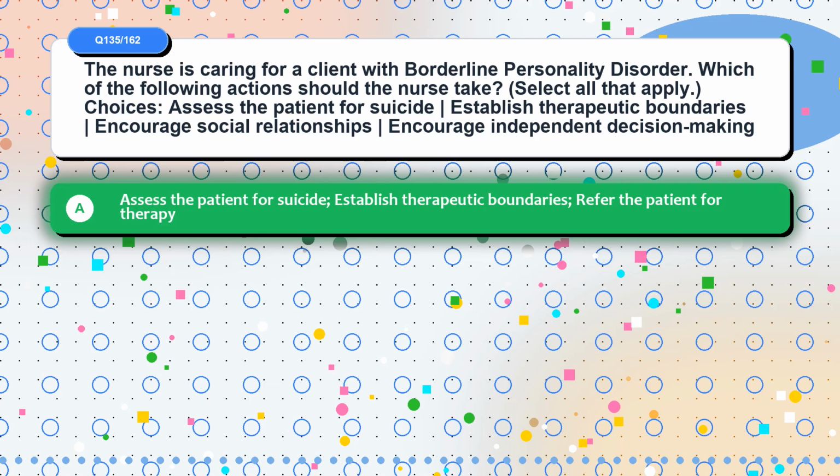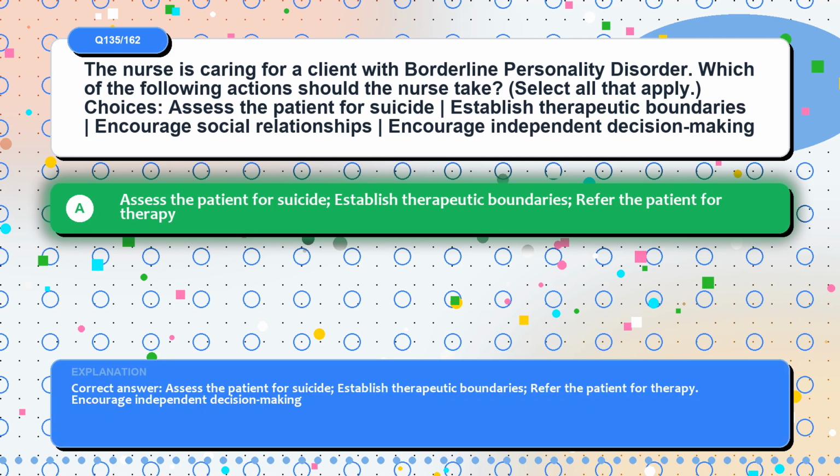The correct answer is option A. Assess the patient for suicide, establish therapeutic boundaries, refer the patient for therapy. Correct answer: assess the patient for suicide, establish therapeutic boundaries, refer the patient for therapy, encourage independent decision-making.